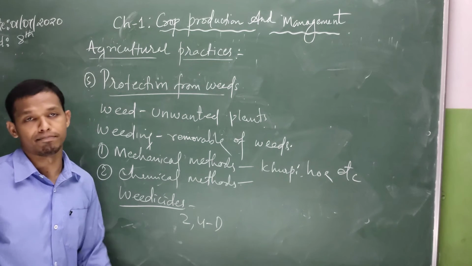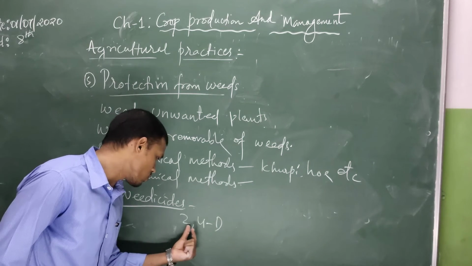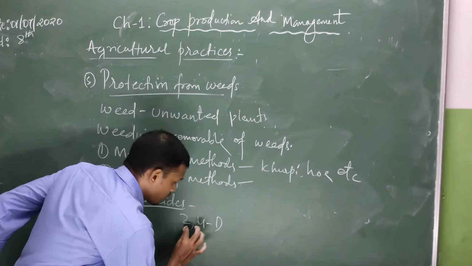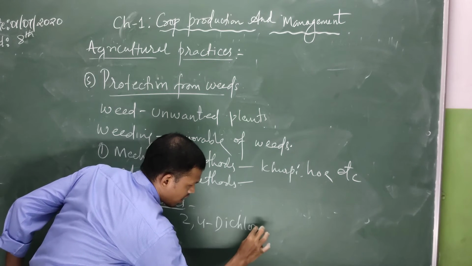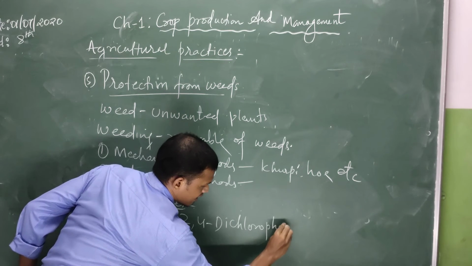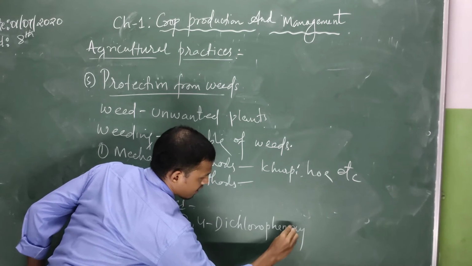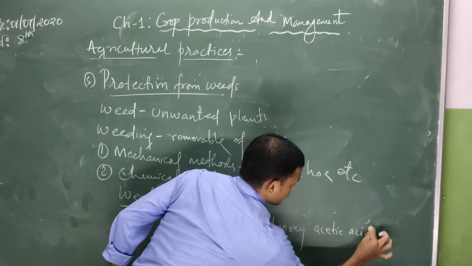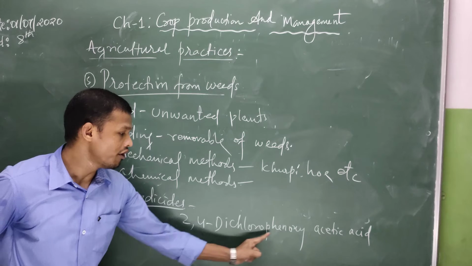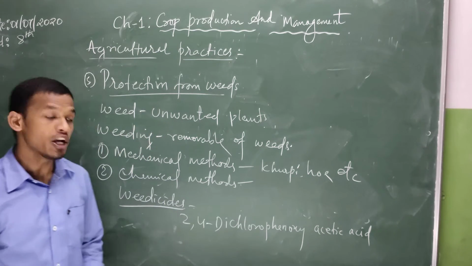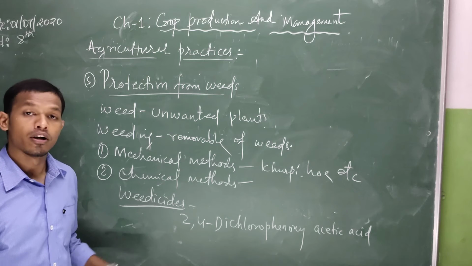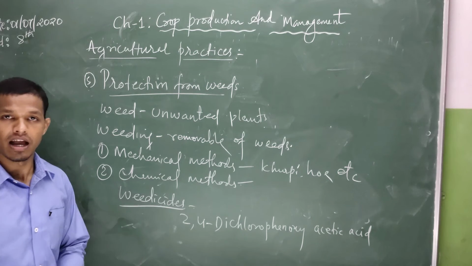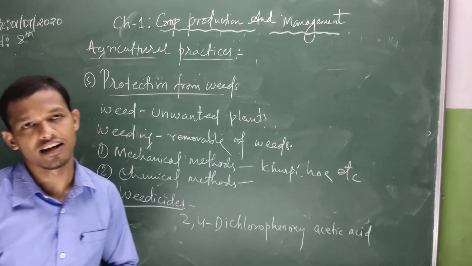This is a chemical name. 2,4-D, where D stands for 2,4-dichlorophenoxy acetic acid. So these are the chemicals which are used in order to destroy the weeds in cropland. But these chemical methods have advantages as well as disadvantages.